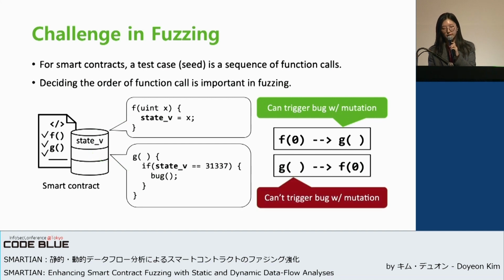In contrast, for a sequence that calls g first, we cannot trigger the bug even though we mutate the argument. Here, g will always use the initial value of the state variable, which is 0, because g uses the state variable before we update its value.